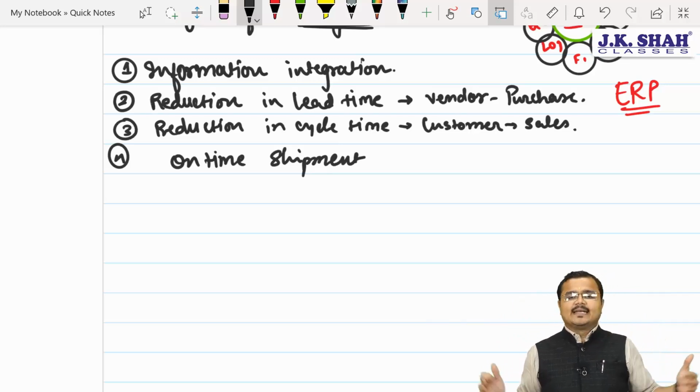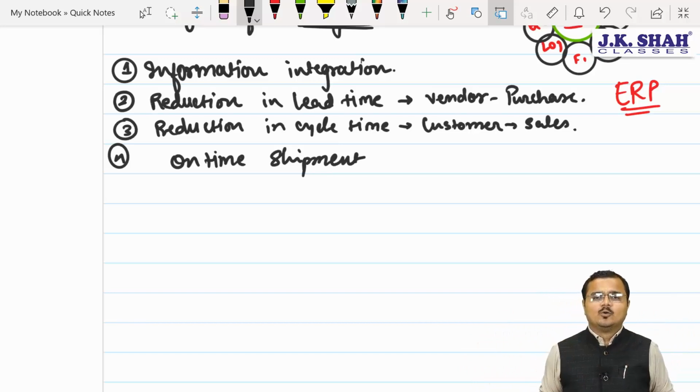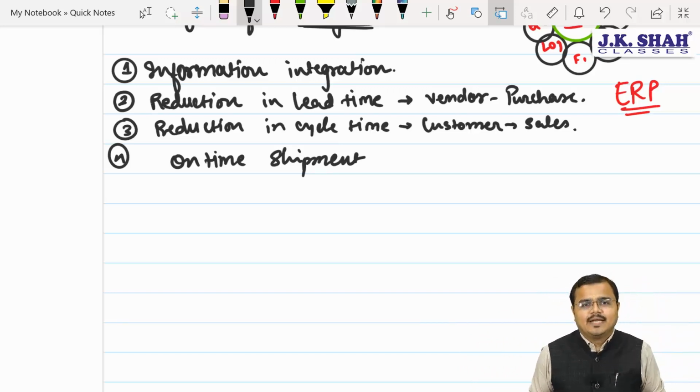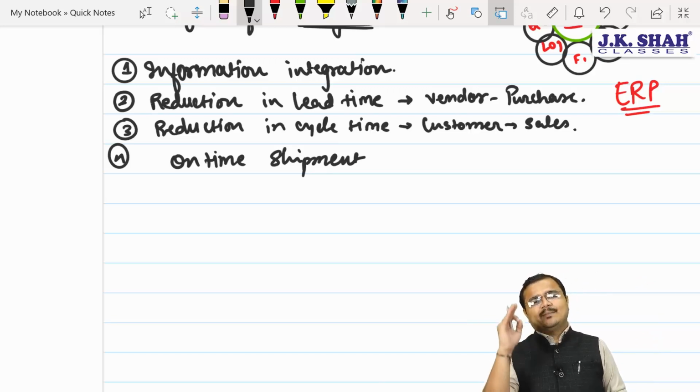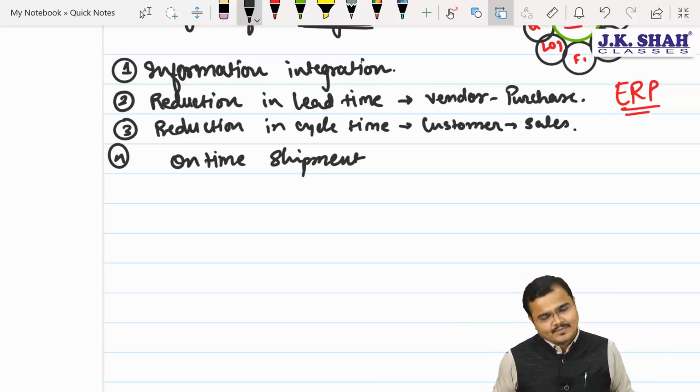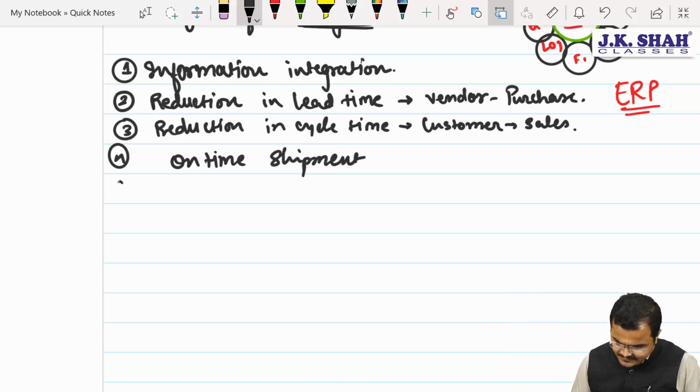So number 1, it's information integration. Number 2, reduction in lead time. Number 3, reduction in cycle time. Number 4, on-time shipments will be done. Agree? Yes, sir. Number 5, a very important one: increases customer satisfaction.